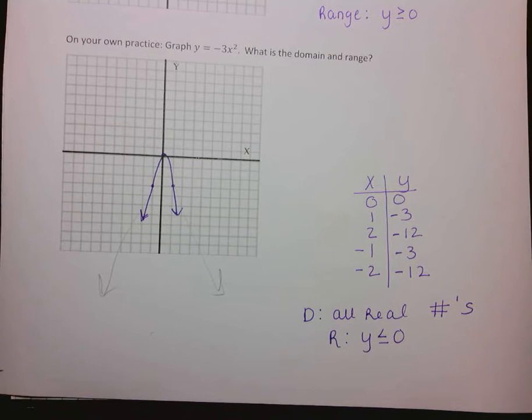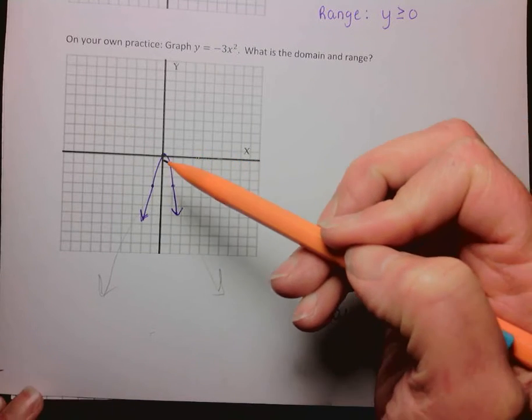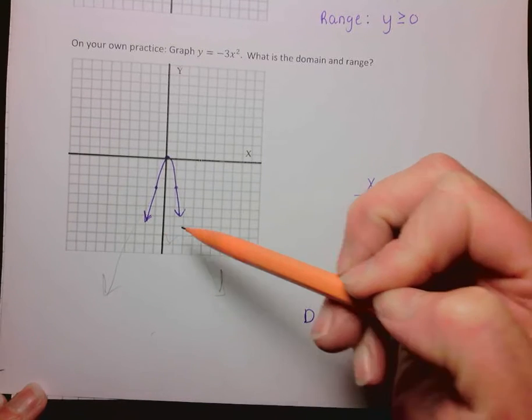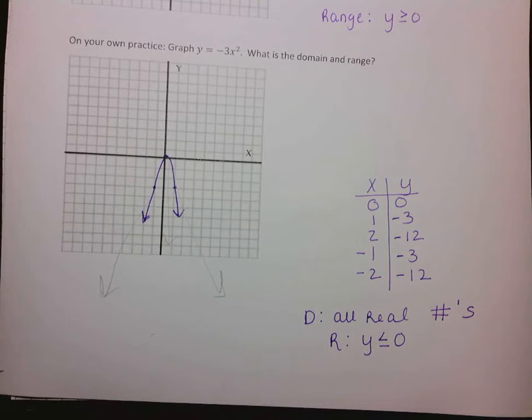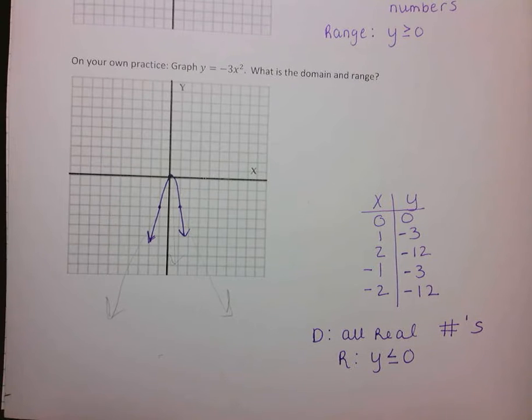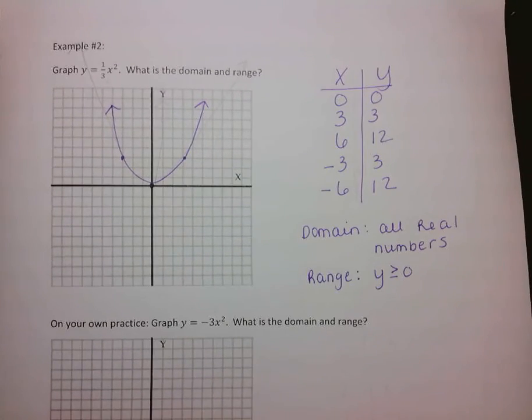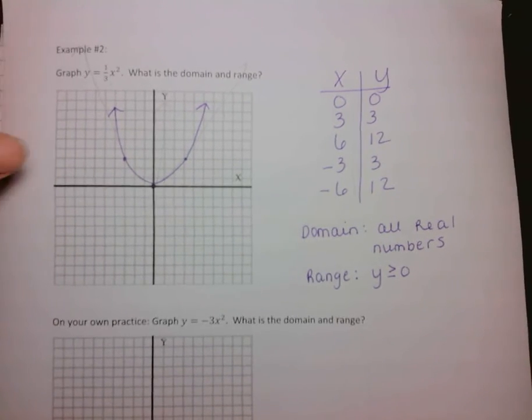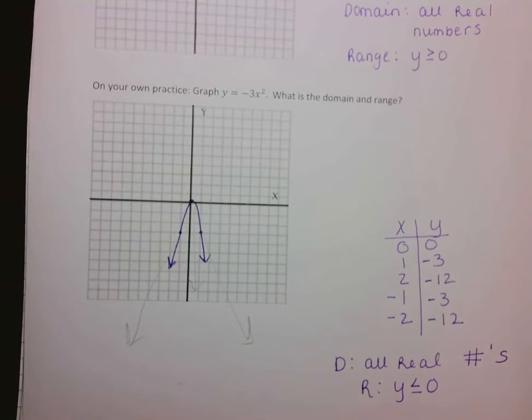However, my range is y is less than or equal to 0. The y values for this graph are going to be all values of y that are less than or equal to 0. Now, how does this graph differ from the one above it? Well, notice the one above it, the first one that we graphed, is faced up. However, this graph is facing down.